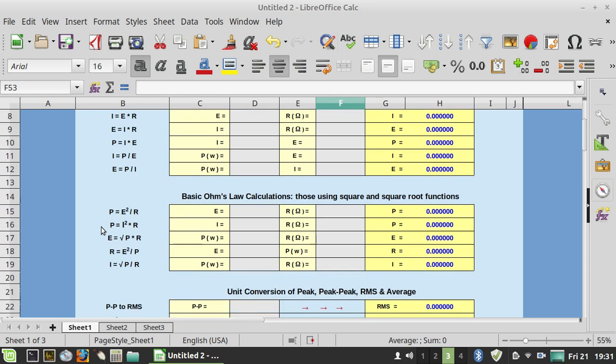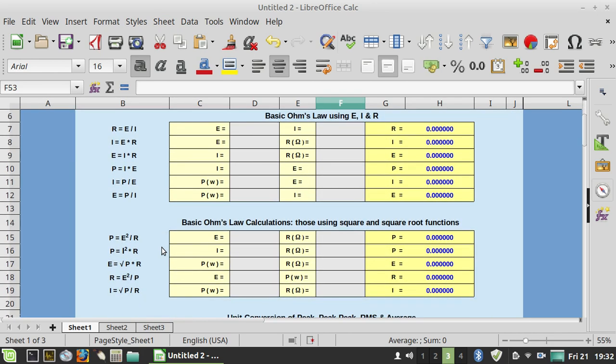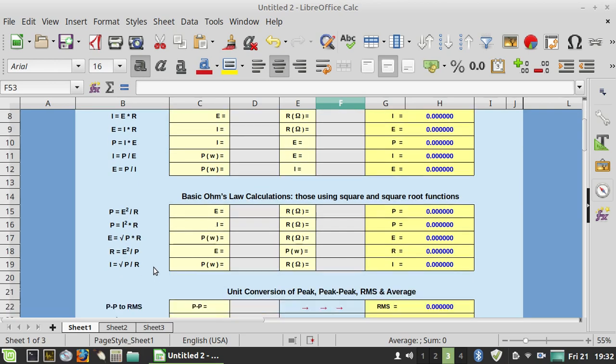Next section, basic Ohm's Law calculations that use squares and root functions. Typically combining your power formula with your classic Ohm's Law formula, P = IE and E = IR, combines the two. Can be very handy. And again, you can find converters on the web, but why? I've got this running on my desktop almost always. So that's what that section does.